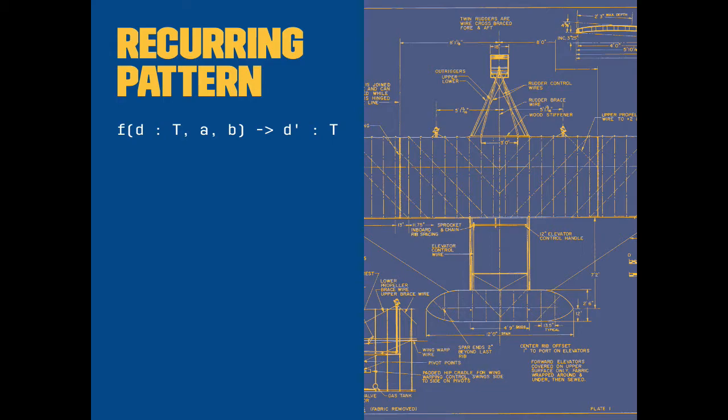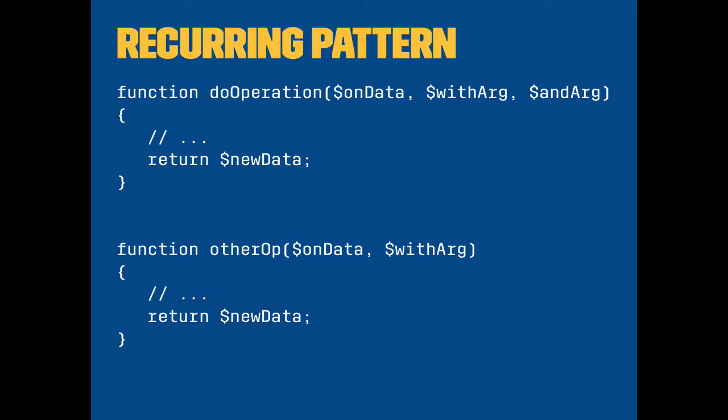So let's move on now. We still haven't really talked about objects. So this is a pattern that you have a lot in code. If you work with functions, you have a function that takes some data, d, as an input, and then some arguments, a and b, and then returns some data, d quote. And d and d quote are the same type, the same kind of data structure. So this pattern happens all the time. So here's a PHP version of it. If you do an operation on some data with some arguments, then it returns some new version of this data. And then we have another operation where I do the same kind of thing.